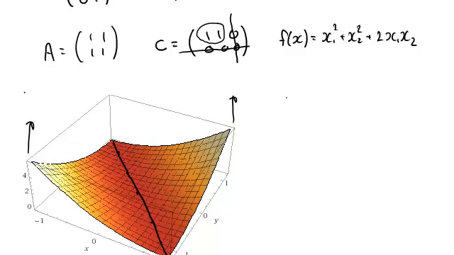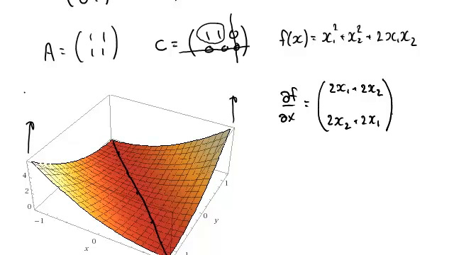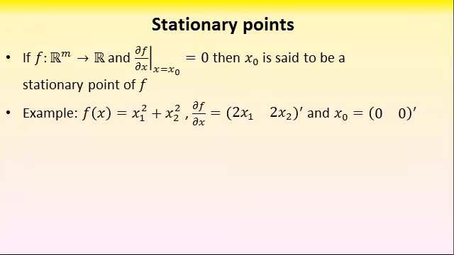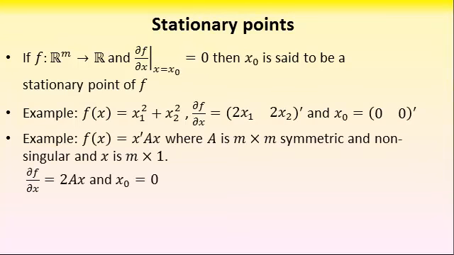We can also see that by looking at the derivative. df/dx with respect to x1 is 2x1 plus 2x2, and with respect to x2 it's 2x2 plus 2x1. And there are many values which will make this the 0 vector. For example, (0, 0) will make it 0, but also (1, -1) and (-1, 1), and so on. Summarizing, we have the following important result.